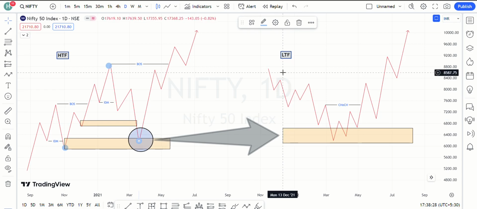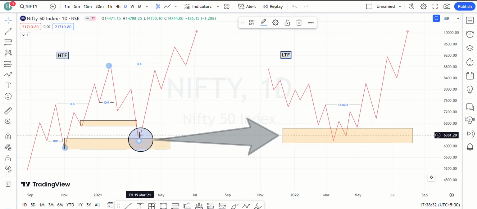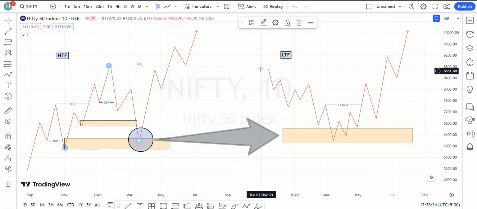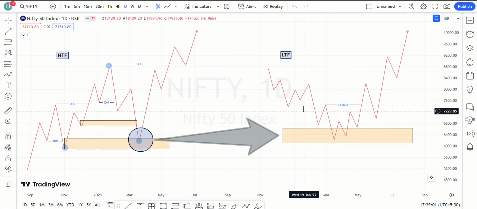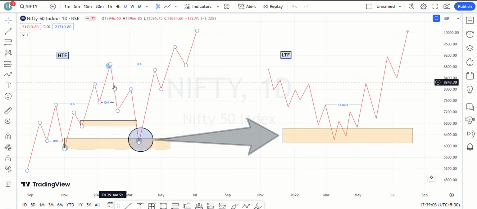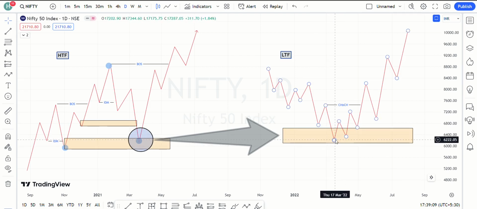Here, if you see, the price is in an uptrend. So this is the region which was in a downtrend. Here the price will be in a downtrend. After mitigating our region, the price tends to change in the lower time frame. If you see, this will act as a downtrend in the lower time frame. After mitigating our region, there will be a change of character or a liquidity sweep or something happening in the lower time frame.